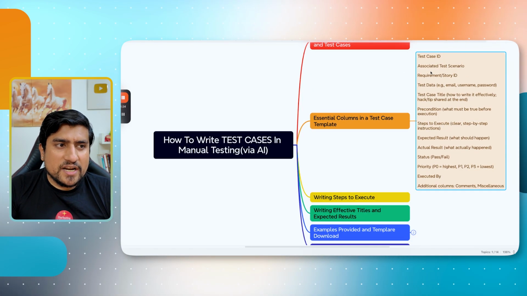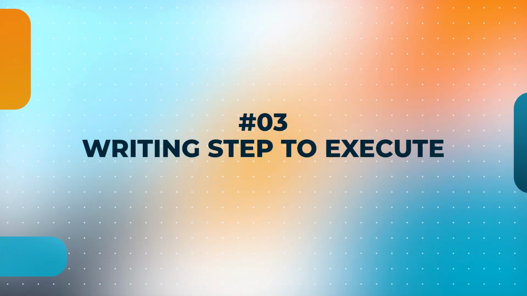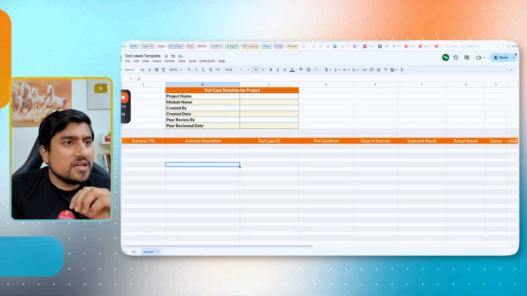Okay, which is test case ID, associated role, requirement ID, everything. By the way, I have already shared with you the template that you can see. Now, how to write the test step. This is very, very important, where all of you, if you're a manual, non-IT, manual, or even automation tester, are making a mistake. The mistake is very important.